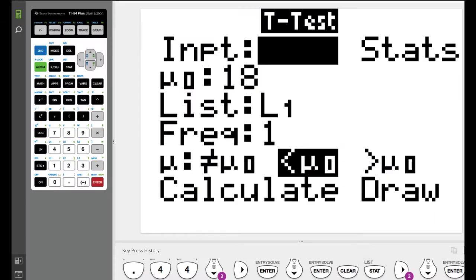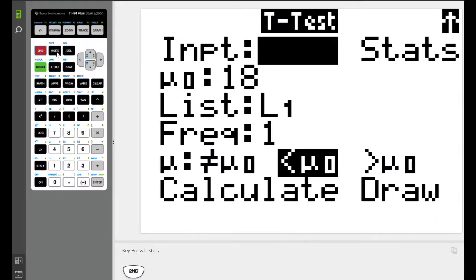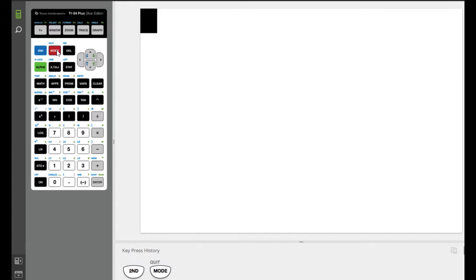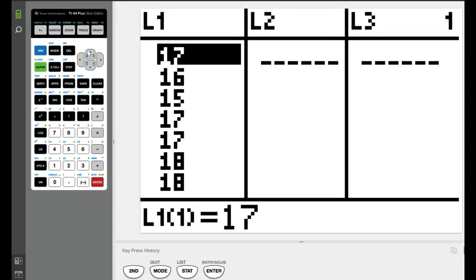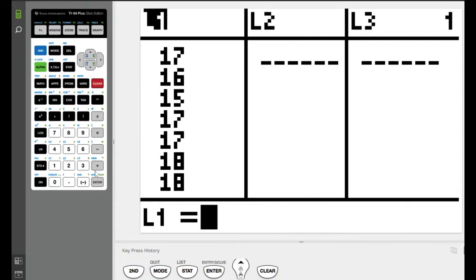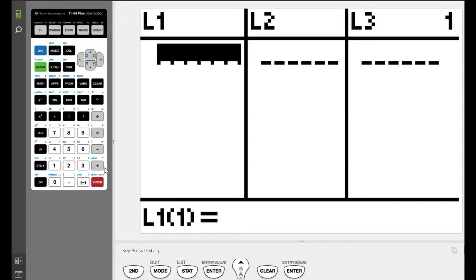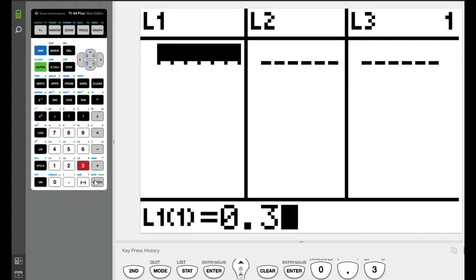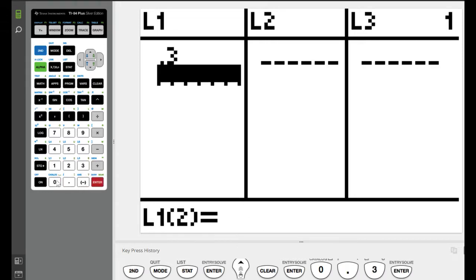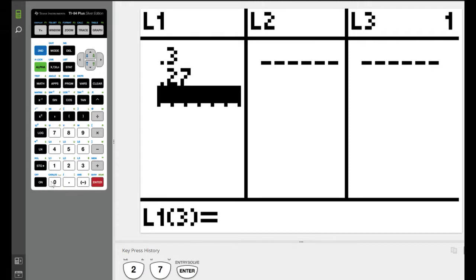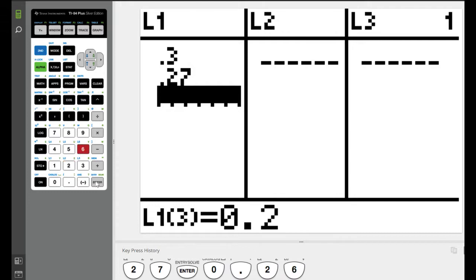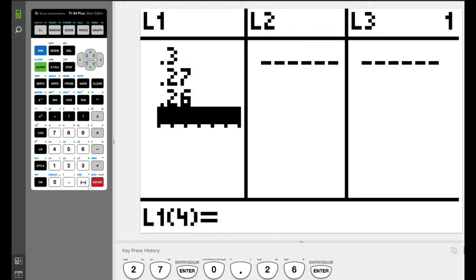And here we go. Let me get out of this. I'm going to hit second mode, which is how you get back to the home screen. If I hit stat, edit, I'm going to clear out my L1 here. So go up to the top, clear, enter. And I jotted down the values, so it was 0.3, 0.27, so on and so forth. Feel free to pause the video and go back to where we had the data set.